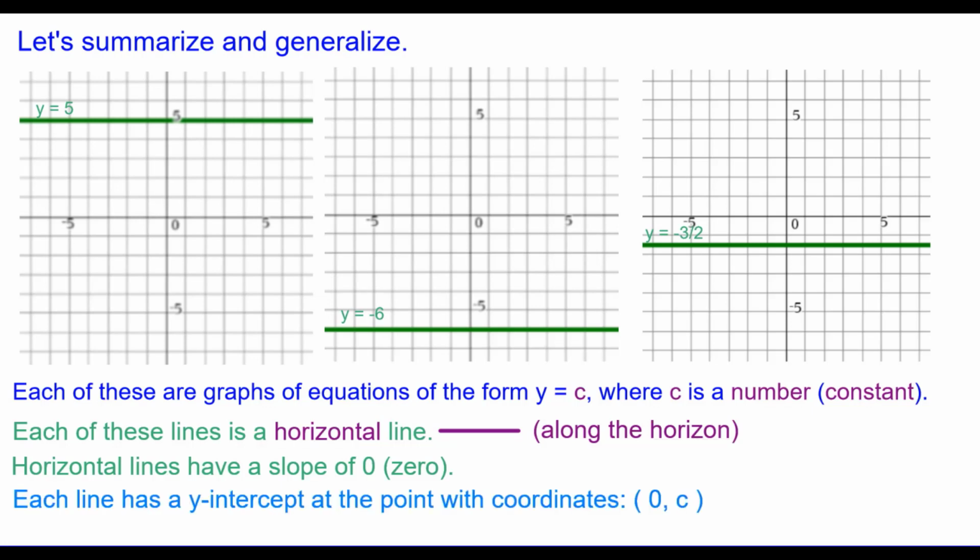Each line also has a y-intercept at the point with coordinates 0 comma whatever the constant is. For example, for y equals 5, it's 0 comma 5. For y equals negative 6, 0 comma negative 6 is the y-intercept. And for y equals negative 3 halves, 0 comma negative 3 halves is the y-intercept.